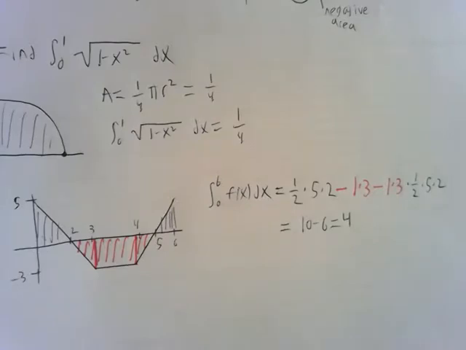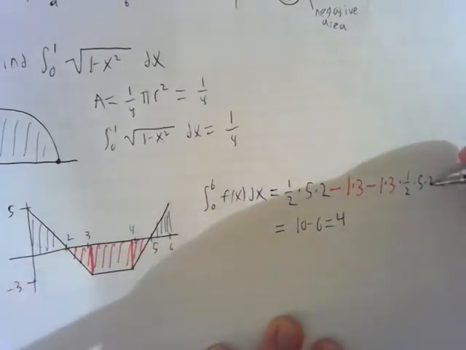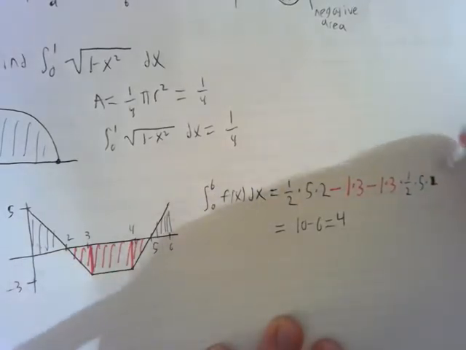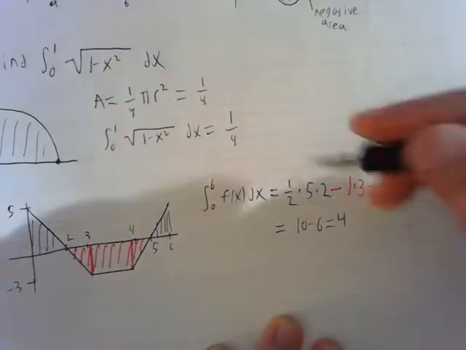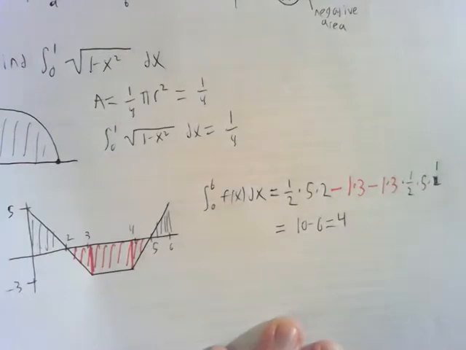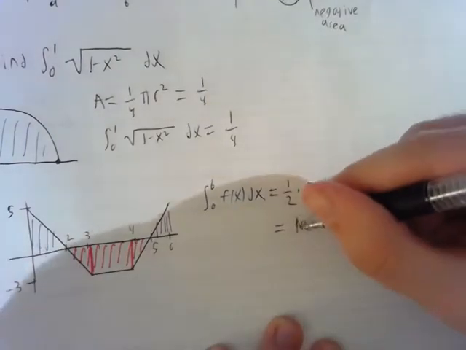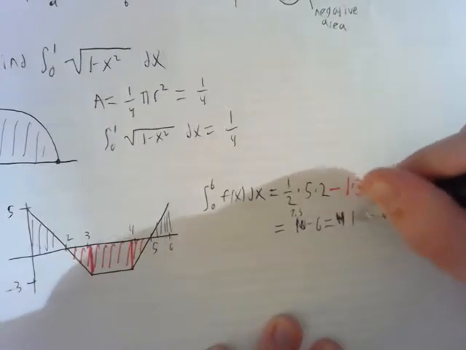So this is, hold on, my mistake. The base here was only 1, not 2. So we would only get, let's see, instead of 10, we'd have that minus 2.5, I guess. This is 7.5, and then this is only 1.5.